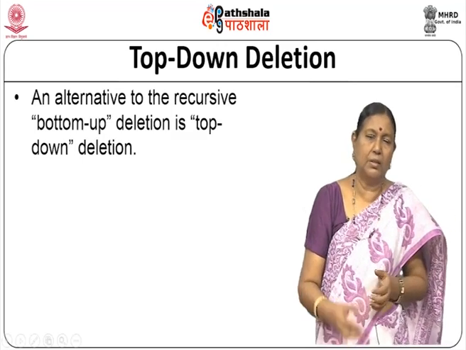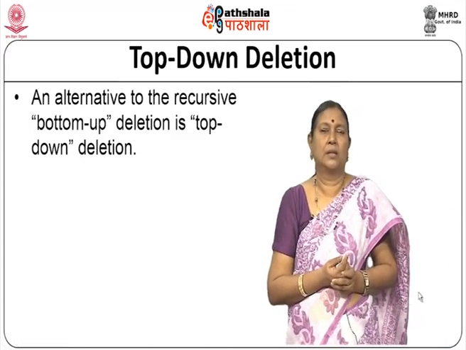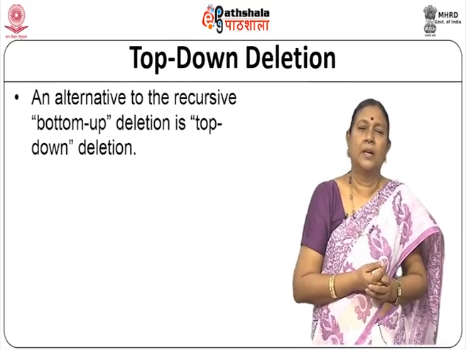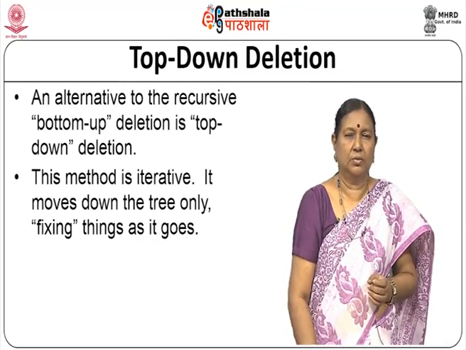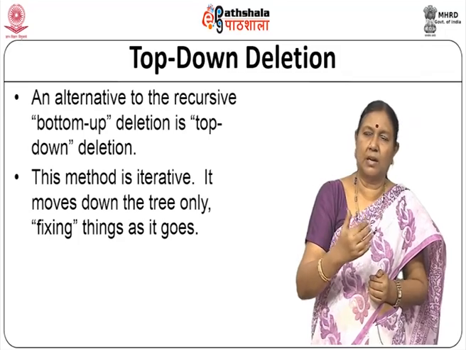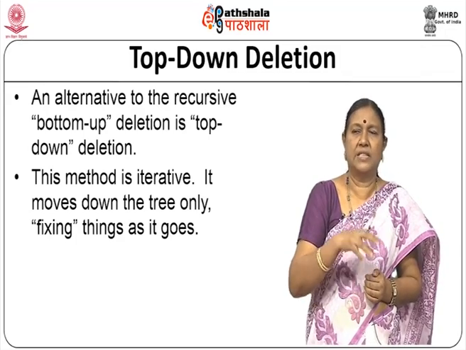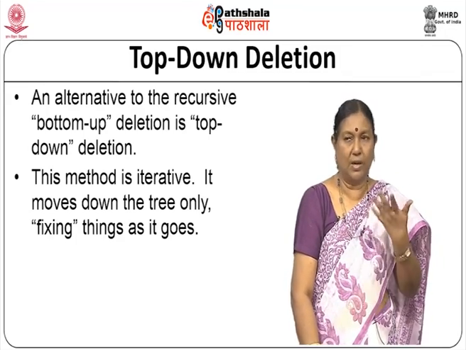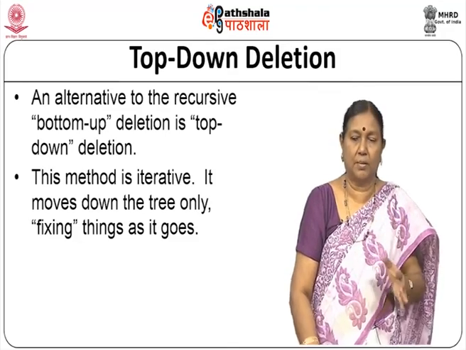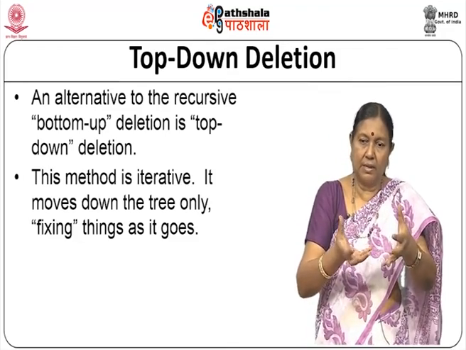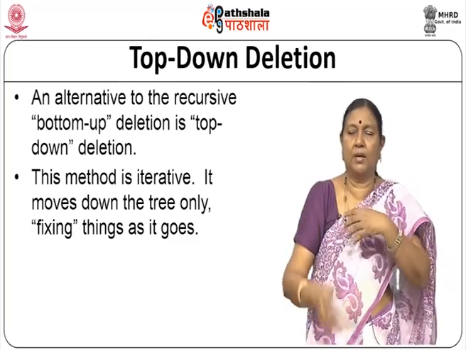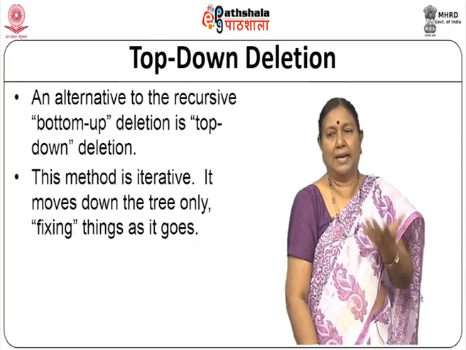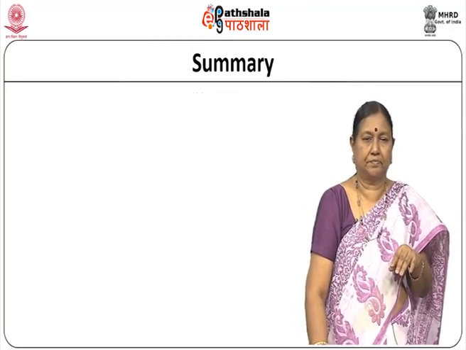The top down deletion is an alternative to the recursive bottom up. This method is iterative, it moves down the tree only, fixing things as it goes. We are not looking at top down, we have looked only at bottom up, because we started from the node, and as we go along we keep on seeing whether a double black occurred and try to change it.